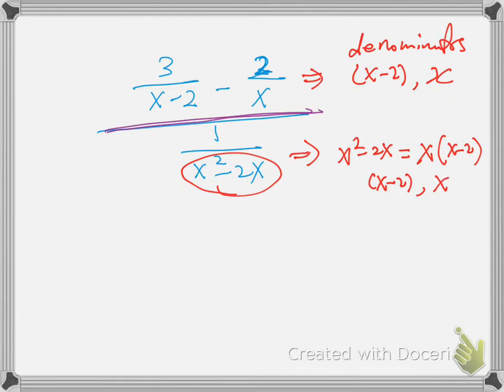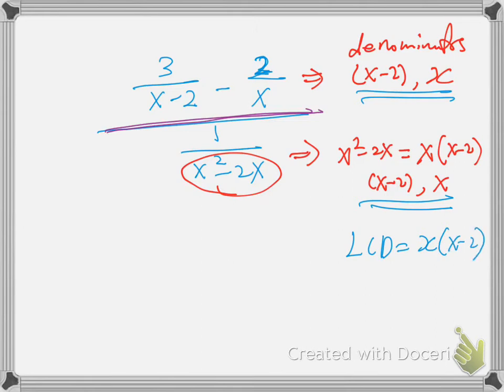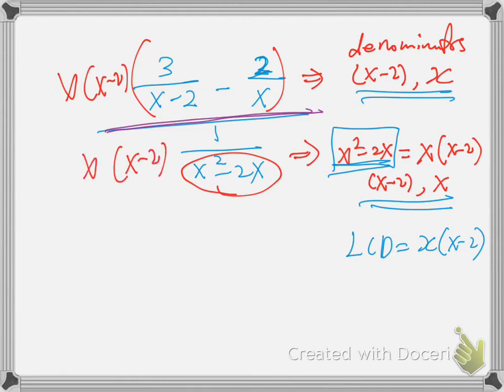So on top and bottom, we have the same group of linear denominators. So what's the LCD? LCD is x times x minus 2. So don't use the degree 2 part as a denominator to find the LCD. We have to factor everything and then find the LCD. Now top and bottom are multiplied by the LCD, x times x minus 2.